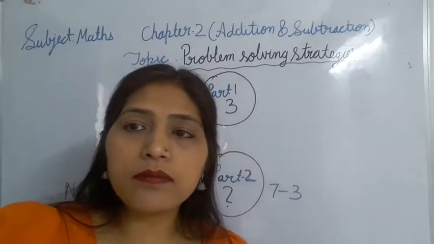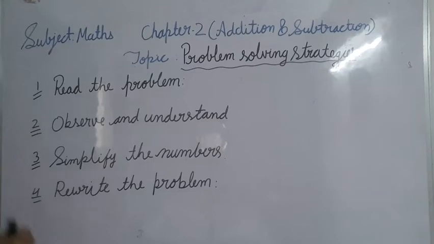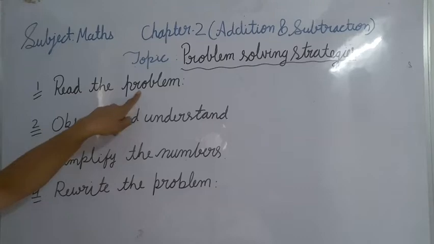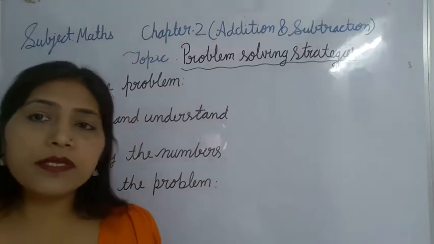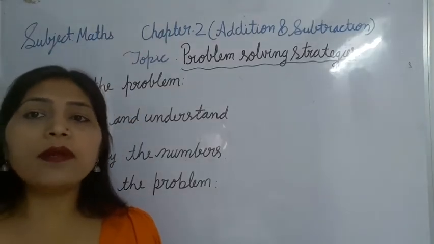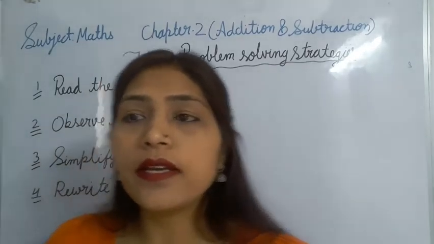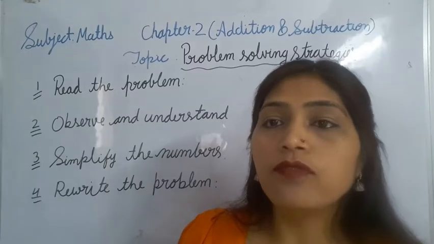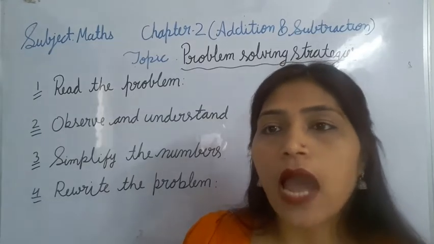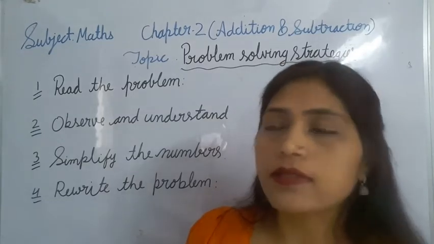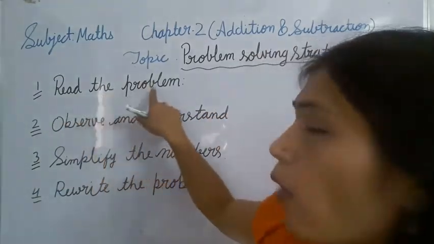Okay, word problem. We will follow these 4 steps to solve word problems. What is our first step? Read the problem. Whenever any word problem is there, you have to read the problem carefully. If in one reading you are not getting what they are asking, then read it 2 times, 3 times, 4 times, 5 times, until you understand what they are asking. So read the problem.